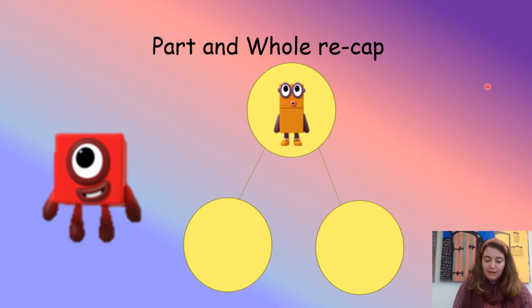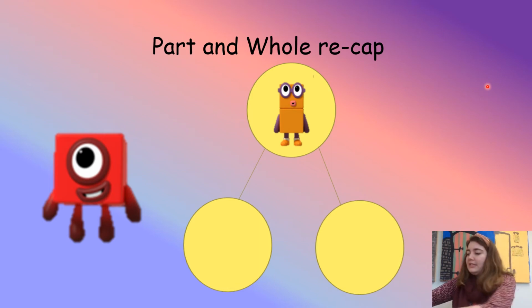So number one, if we take a look at number one, we can't break number one into two parts because it's just one cube. He's one square. We can't break that up, can we? It's just got to be one. So one cannot be broken into two parts. But let's look at the next one.